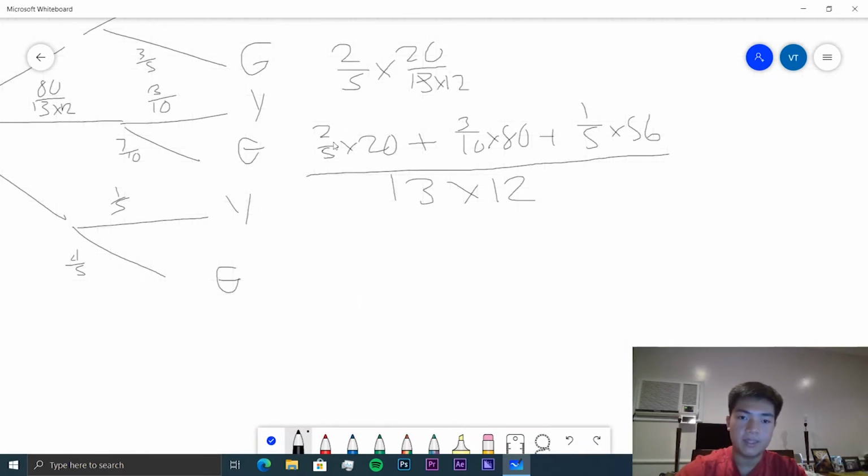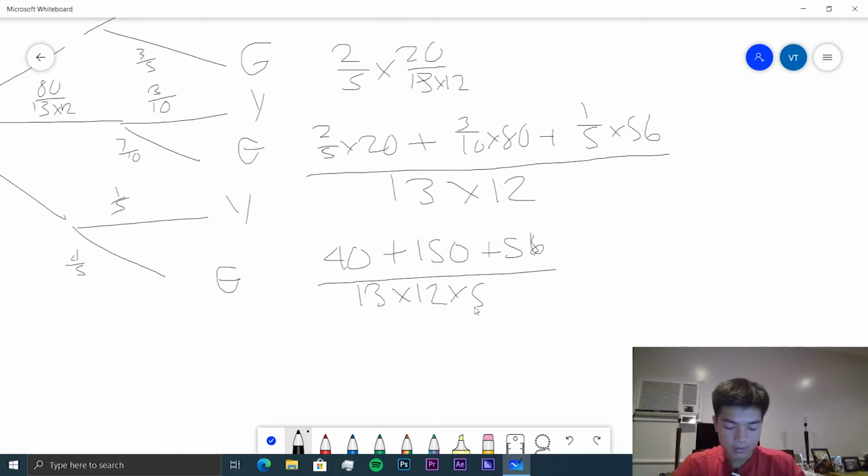So we should end up with, what's 2/5 times 20? 8 plus 30 plus, we're going to have to multiply everything by 5, don't we? So 40 plus 30 times 5, 150 plus 56 divided by 13 times 12 times 5. So 40 plus 50 plus 100 plus 56. So I get 246 divided by 156 times 5, 780. Is that correct?